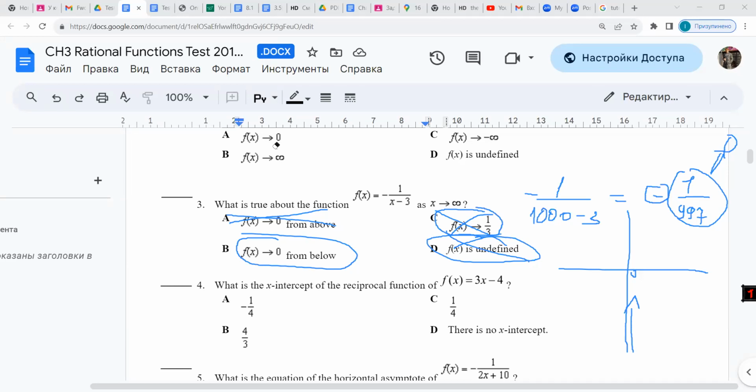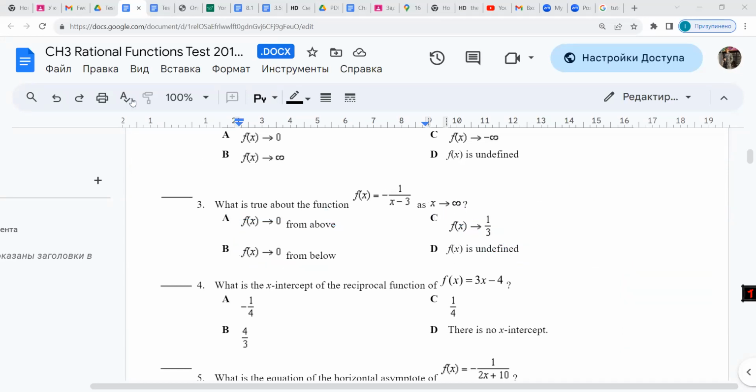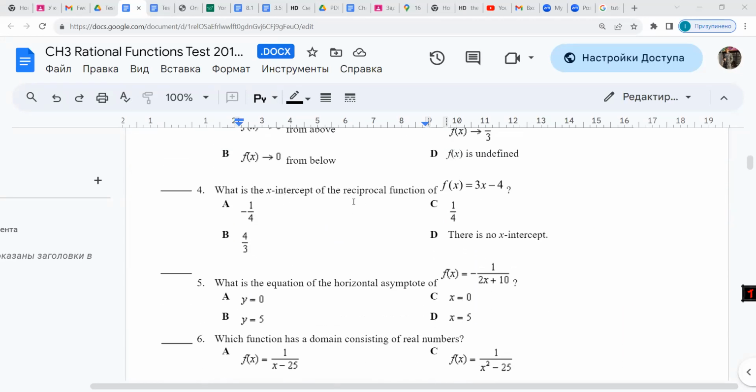Okay, so I suggest we move on because these are only multiple choice questions. Then what is the x-intercept of the reciprocal function f of x equals 3x minus 4? So we have to have the reciprocal function for this one. It would be 1 over 3x minus 4. And what is the x-intercept?